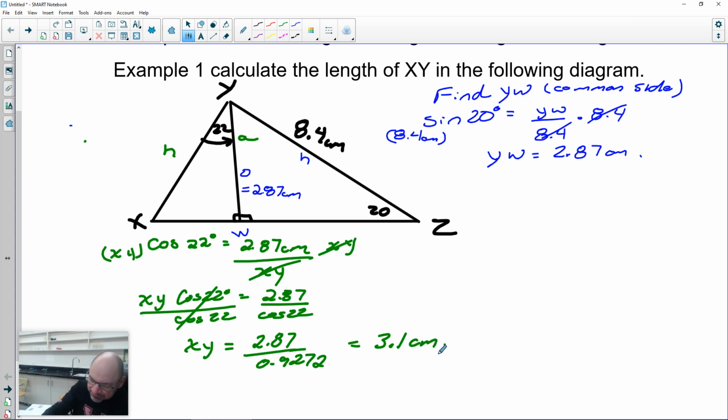Okay, so there's our first example of finding a double triangle problem where we're finding a side. So we're dealing with a common side, which is a common way of having that problem.